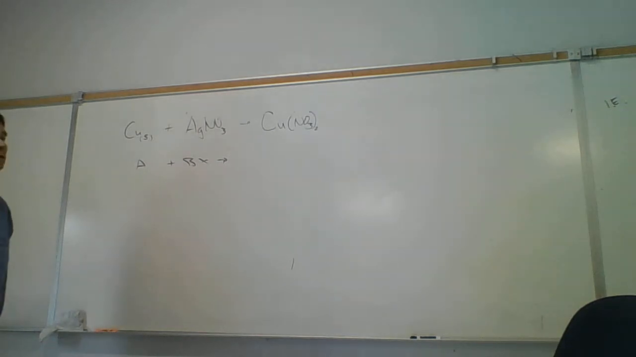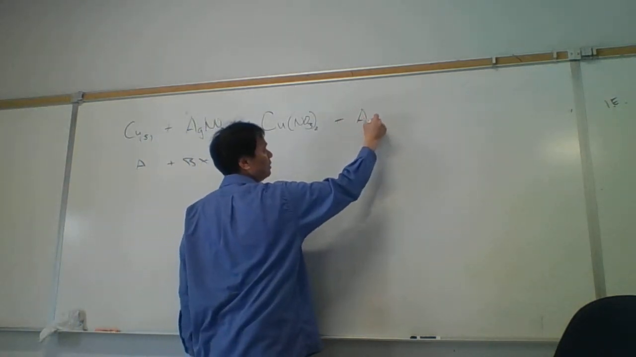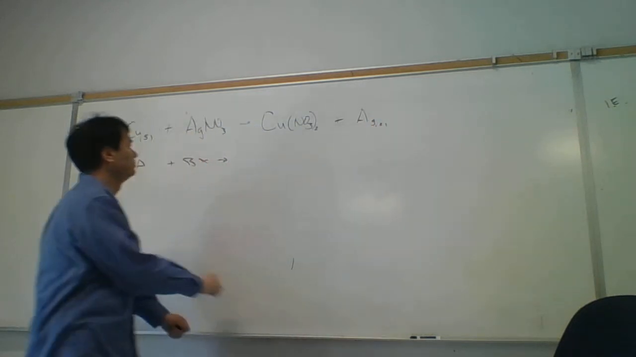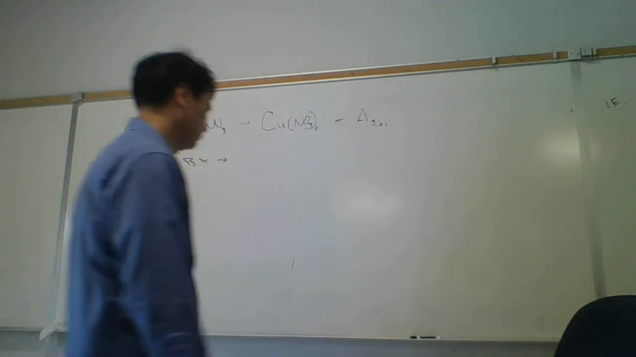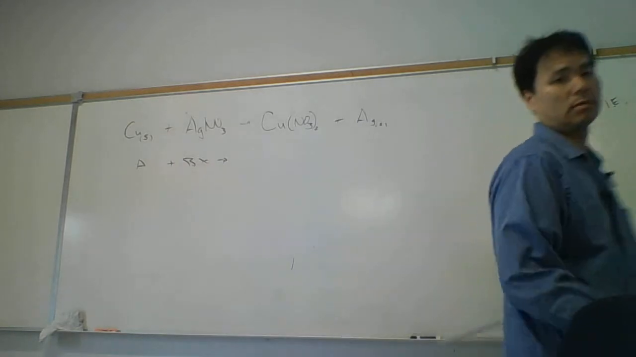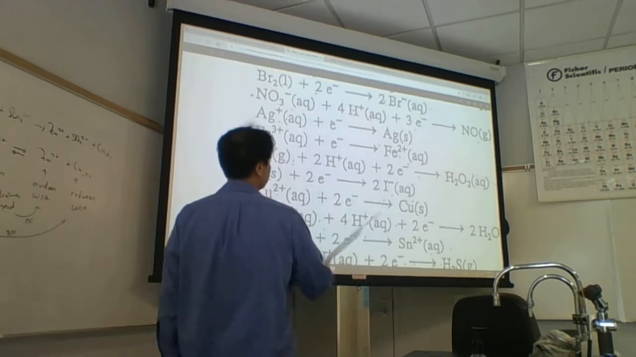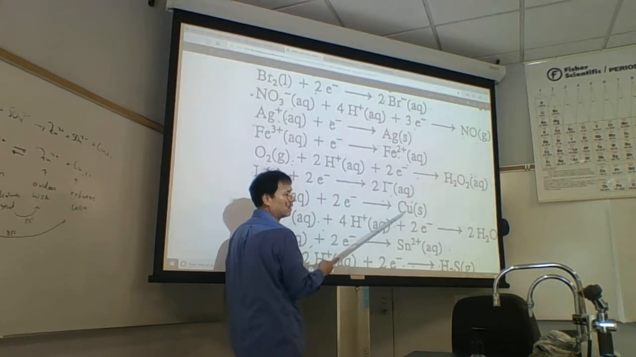And silver, elemental silver, which is Ag solid, silver metal. And then we'll compare the activity of silver and copper metal. So here's silver metal, here's copper metal. Which one's more active? Copper.